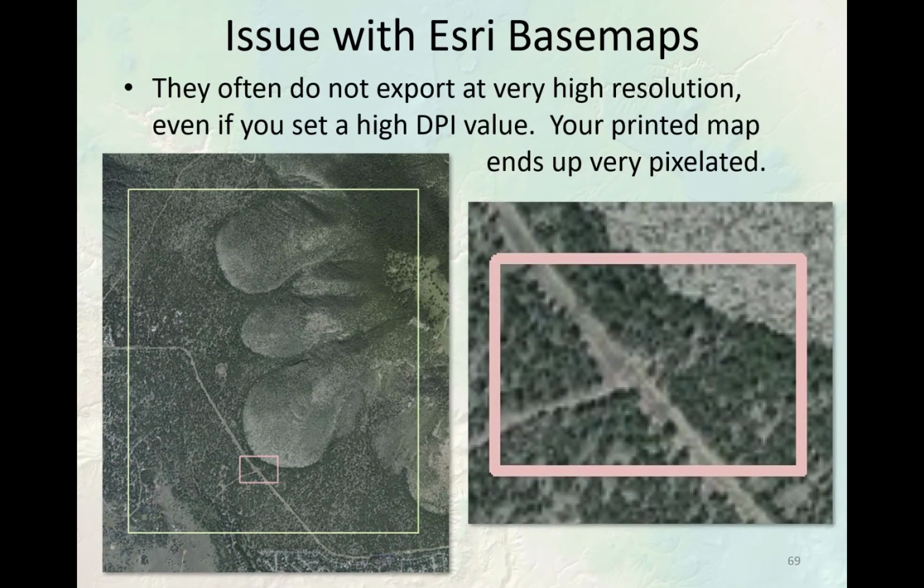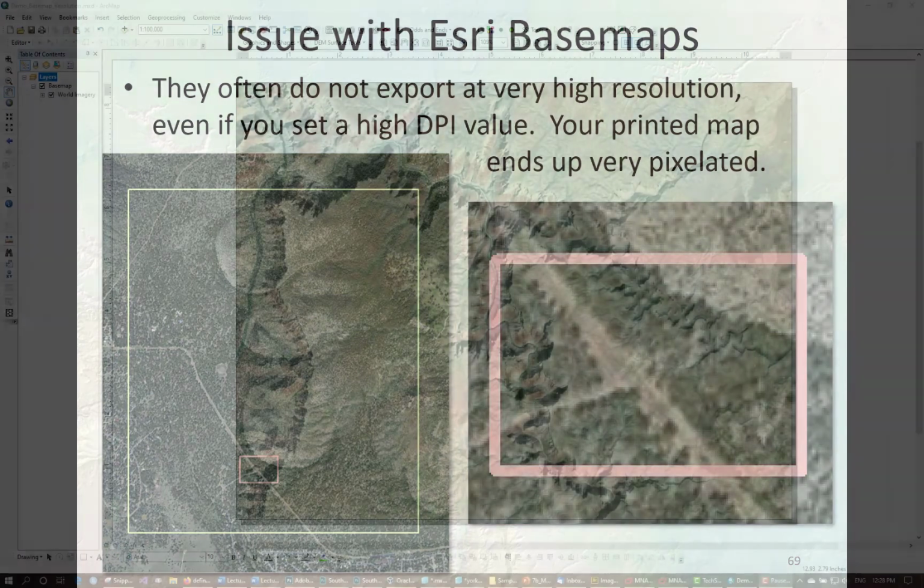Now there is another issue with Esri base maps. It's not real obvious. They don't often export at a very high resolution. So even if you export your map at a very high DPI, the background base map imagery still comes in kind of fuzzy. It's just fuzzy at a high DPI. So your printed maps end up kind of pixelated. There is a workaround, and let me demonstrate that for you.